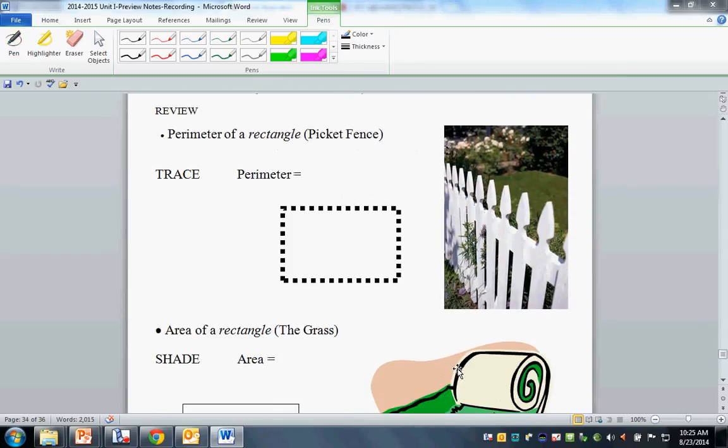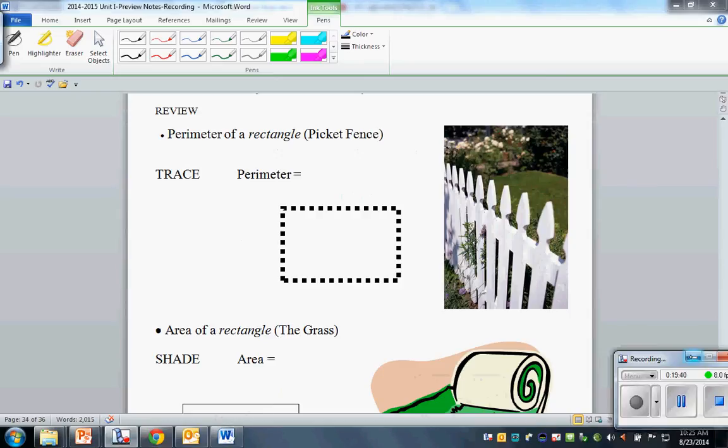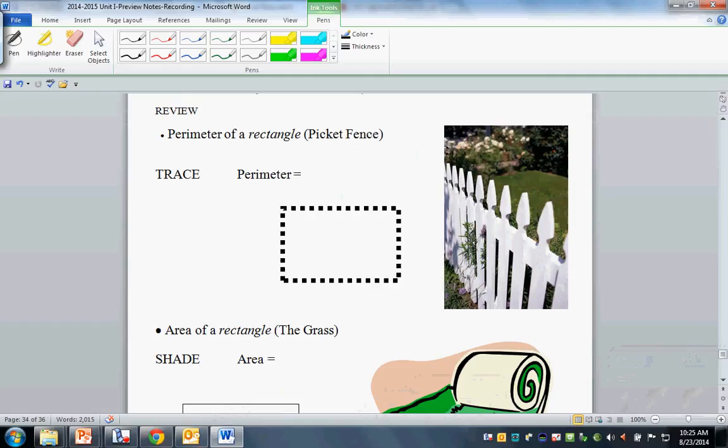All right, now before we solve that word problem, let me just recap a couple of really important equations for you. Number 1, when we're dealing with a rectangular perimeter, I want you to think picket fence. Perimeter, picket fence. Say those out loud, please. Perimeter, picket fence. Once again, say it out loud. Perimeter, picket fence.